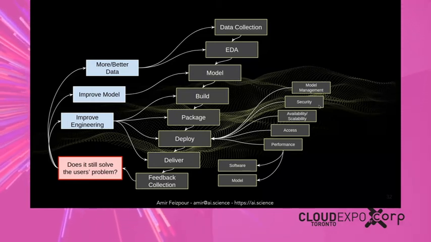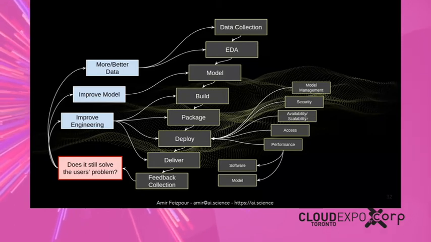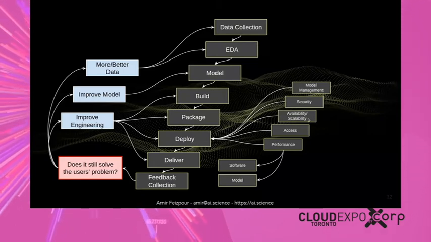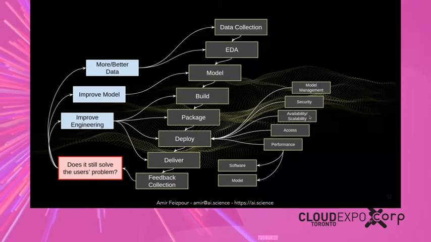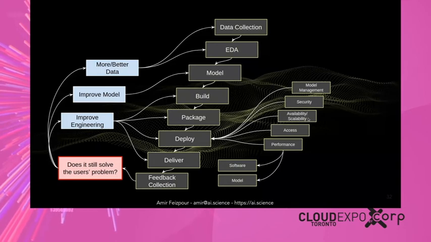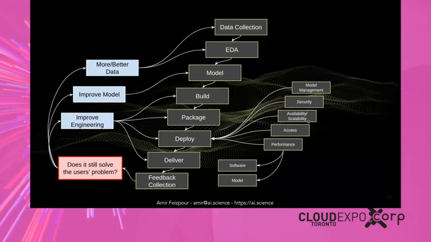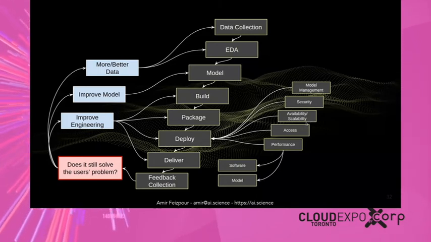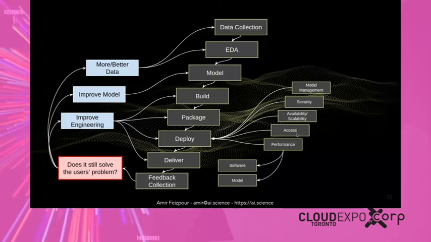How can they access it, etc.? How available and scalable should the solution be? Like how many users do you expect to call your API, for example? Does it need to be available 24/7 or only parts of the day? And obviously access is important.